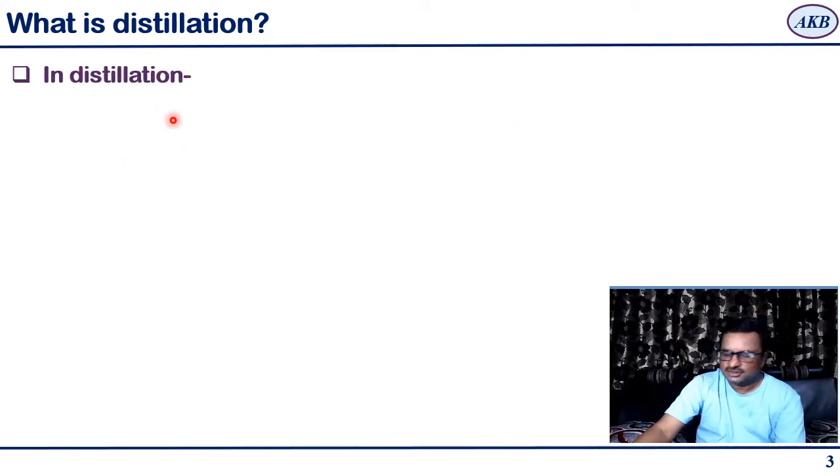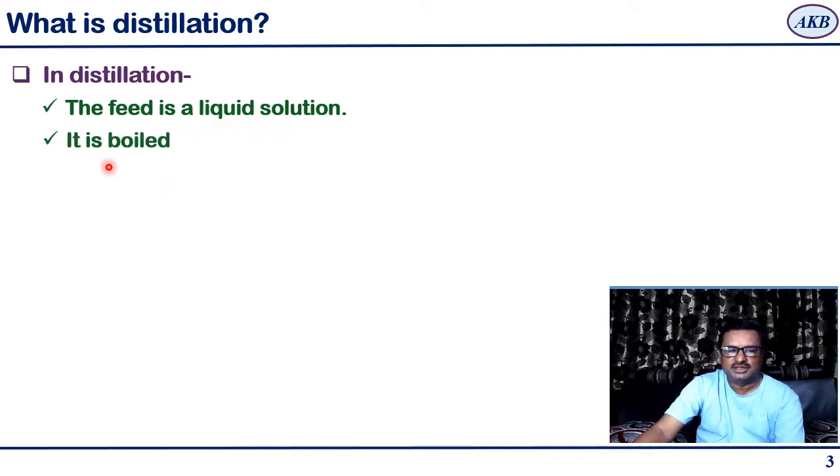So in distillation, what is done? Now let us talk about the operation. In distillation, the feed is a liquid solution. Since the objective is to separate components of a liquid solution, the feed to a distillation operation is a liquid solution. So what is done? The feed liquid solution is boiled to create a vapor phase. So when you boil the liquid solution, a vapor phase will be formed.